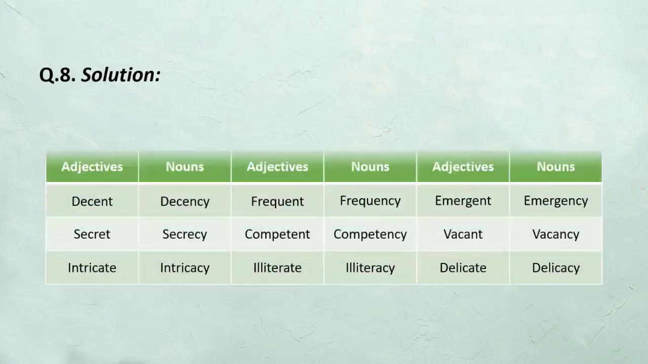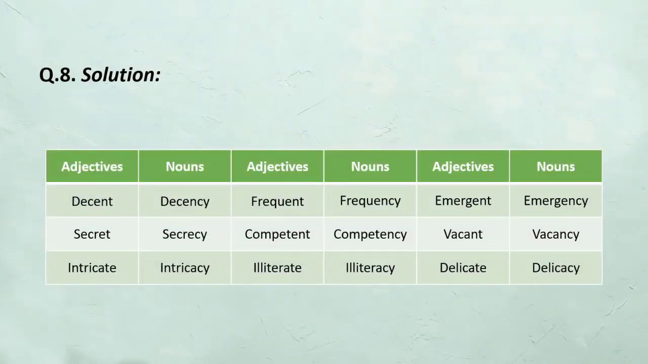I hope you have got nouns of these adjectives. We also have solutions or nouns of these adjectives. You can see, students, the first one is decent, so we eliminated T and added the CY suffix, so it becomes decency. Secret becomes secrecy, intricate becomes intricacy. You can see we have eliminated T and E, not only the T. Frequent becomes frequency, competent becomes competency, illiterate becomes illiteracy, emergent becomes emergency, vacant becomes vacancy, and delicate becomes delicacy.